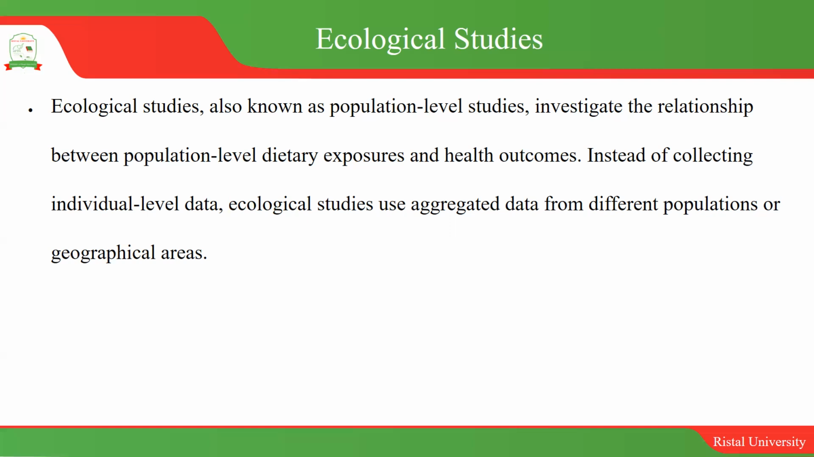So if, for example, people in a state X consume a lot of salt, and the number of people with hypertension in that state is also very high, we can draw a conclusion that there is a relationship between high salt consumption and hypertension. So that is what we call an ecological study. We look at data which is already collected about a particular population and then draw a conclusion between health outcomes and exposures. In this case, we're specifically looking at dietary exposures.